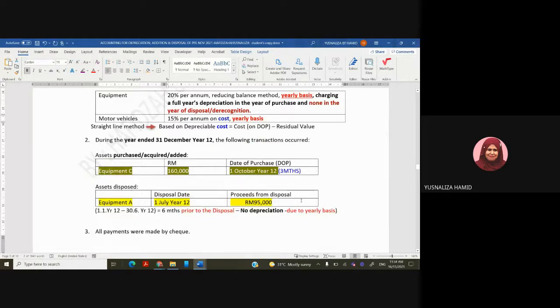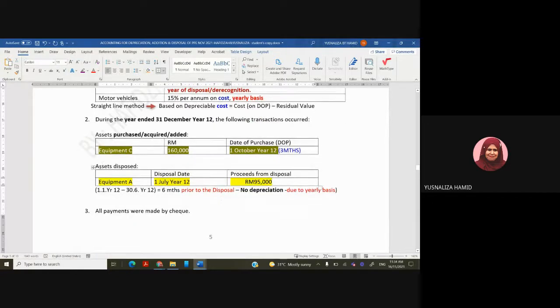Thank you. Okay, next is for the asset disposal. Pay particular attention to this. The asset was with us from 1st of January until 30th of June. Still with us. Only on 1st of July is the asset being derecognized. Asset derecognized or asset being disposed.